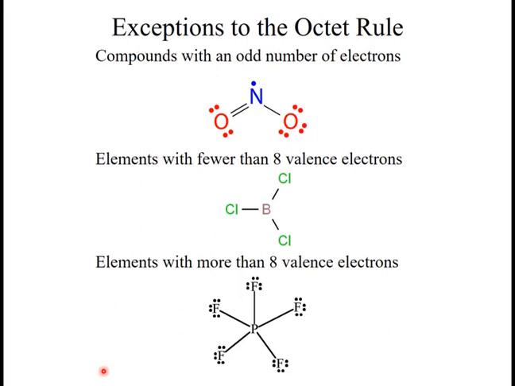In this section, we talk about exceptions to the octet rule. There are three different types of exceptions to the octet rule, and I have them enumerated in examples here. The first one is compounds with an odd number of electrons. This one is nitrogen dioxide. We commonly would think of that as being a nitrite ion, but we're talking about the molecule instead.